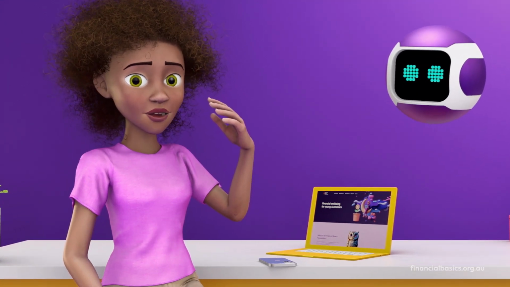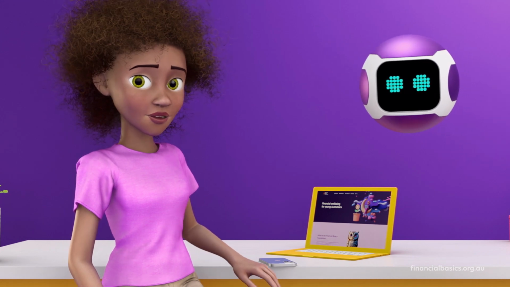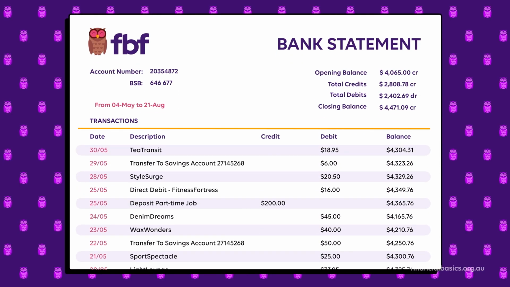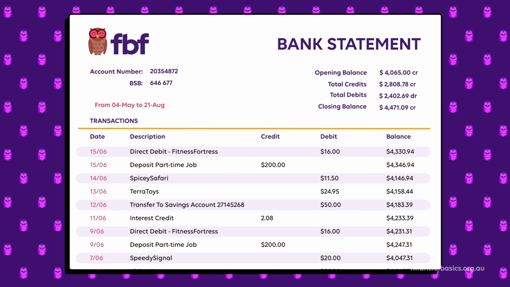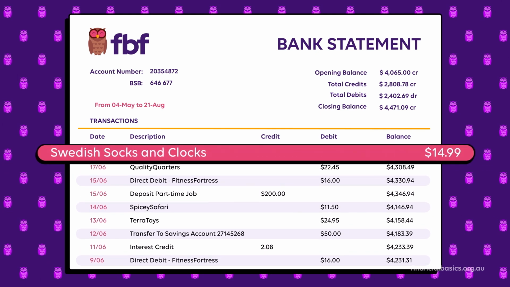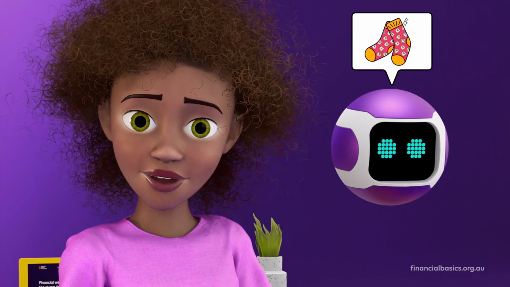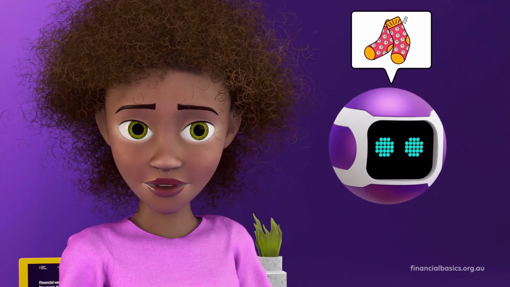It's good to look back and know where you'd like to rein in the spending, or look at the amount you've saved. It's also good to regularly sift through the transactions and make sure there's nothing suspicious in there. So you can contact your bank and be like, hey, I actually didn't spend $14.99 at Swedish socks and clocks. Unless you did, in which case, enjoy. But yeah, keep an eye on anything that looks out of place.